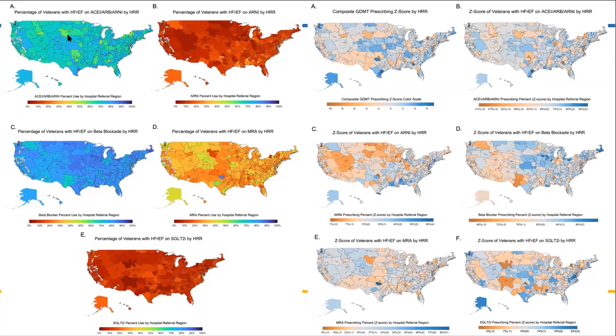And so this is the ACE, ARB, ARNI map. It's sort of a green map. Beta blocker use is slightly higher than ACE, ARB, ARNI. And then the red ones are sort of our newer therapies. Just looking at it, ARNI utilization is very low, and SGLT2 is low, and MRA is slightly better, but still in a very low range, in this yellowish 30 percentile range.